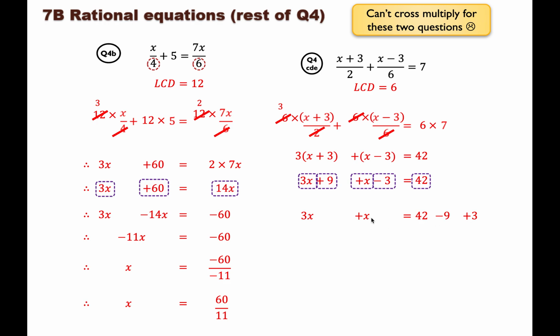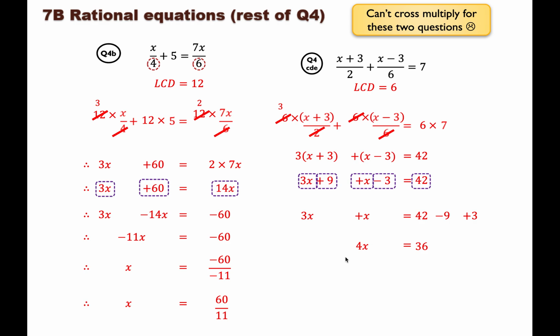Well, in the next line, I have 3 lots of x plus 1 lot of x. If I have 3 bananas and I add 1 banana, then I have 4 bananas. Good. So this is 4 times x equals 42 take 9 is 33. 33 plus 3 is 36. Okay, so now I've done moving terms around and collecting like terms.